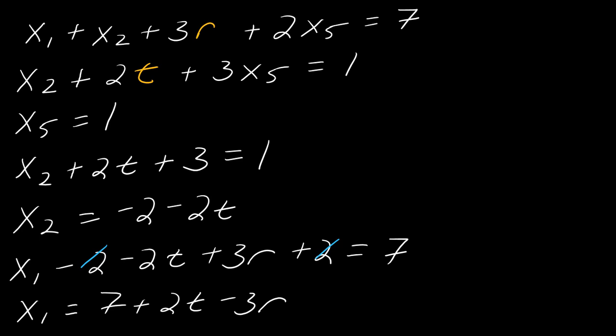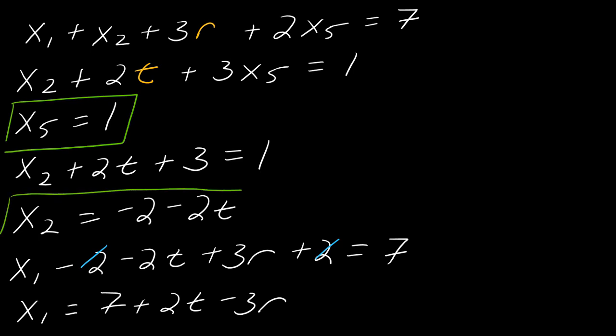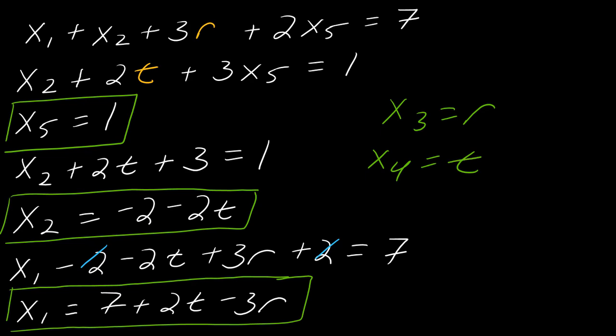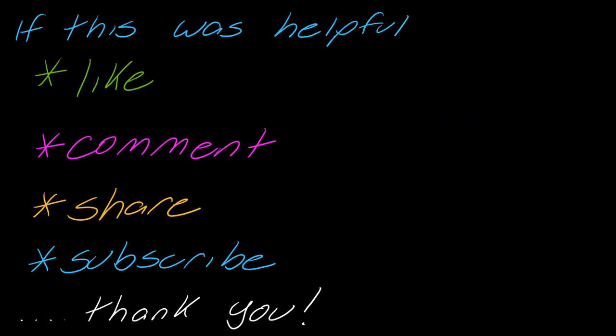So then once again, just to highlight what my solutions are. My x1 is here, my x2 is negative 2 minus 2t, and then we said that the x3 was free and the x4 was free. Okay, and so there is your crash course on pivot points and free variables and all that good stuff.